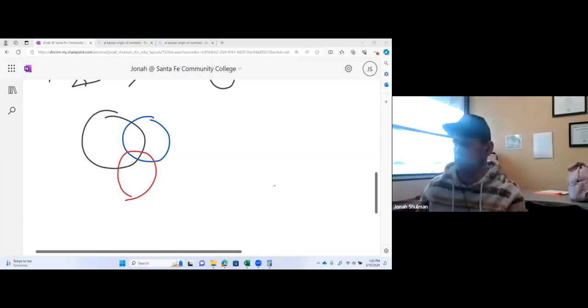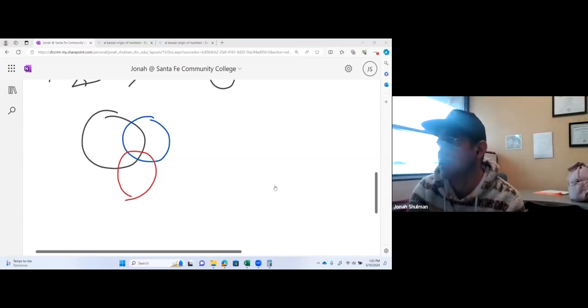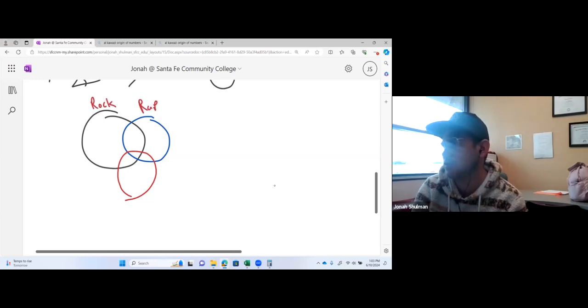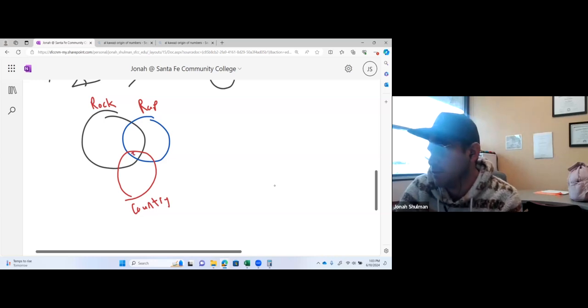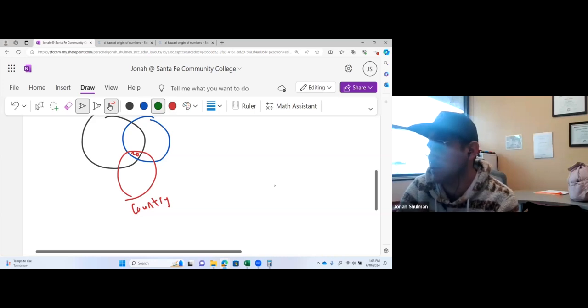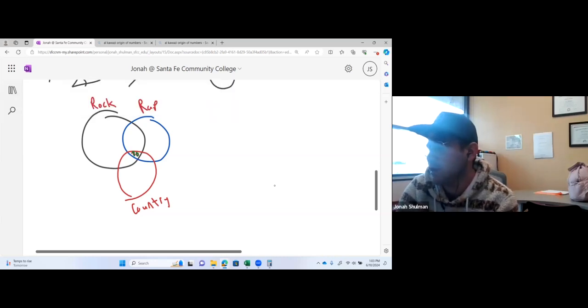Let's say this is different types of music people like. Say this is rock music, this is rap music, and this is country. Let's say 20 people like all three. So here's 20 people like all three. 10 people just like rock and rap that don't like country. 5 people like rock and country, not rap. 10 people like this.